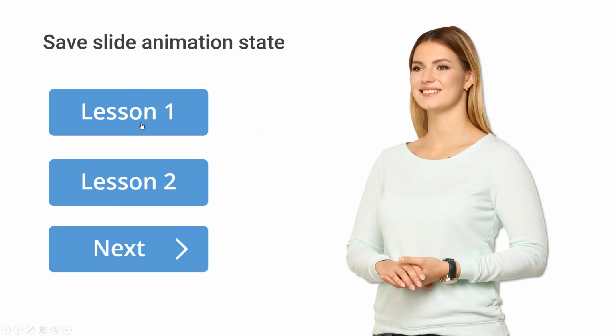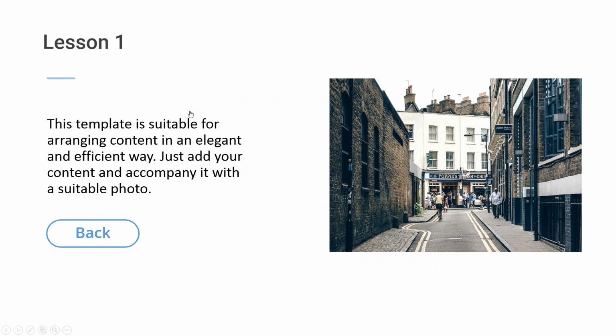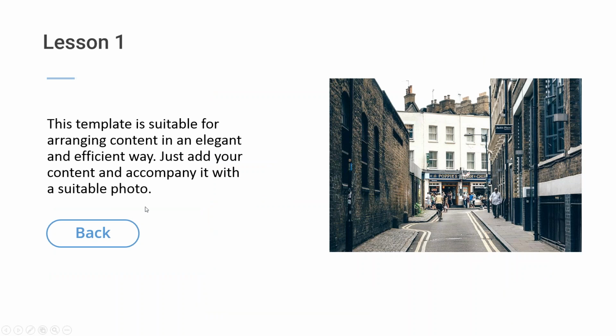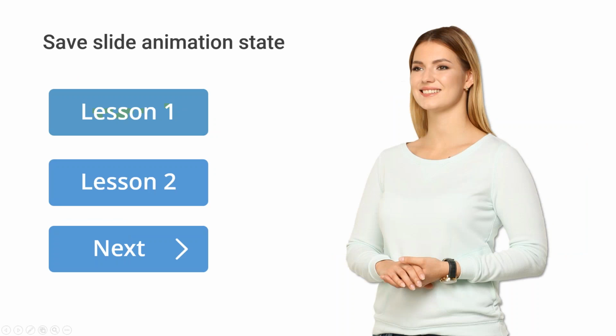If there's an animation on a slide, and it already played, and you go to the next slide, and then you return back to this one, it will refresh. That was before we added this option. So this is how it is in PowerPoint, and this is how it will be in iSpring Suite 8.7 if you enable this option. So click on lesson 1, go back, here's the animation. Its state was saved.